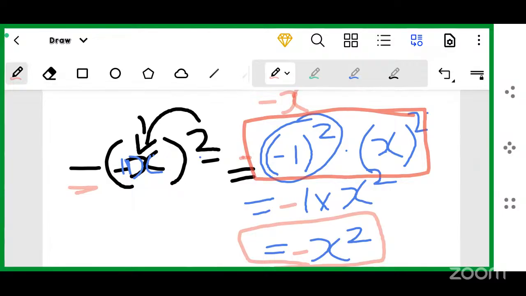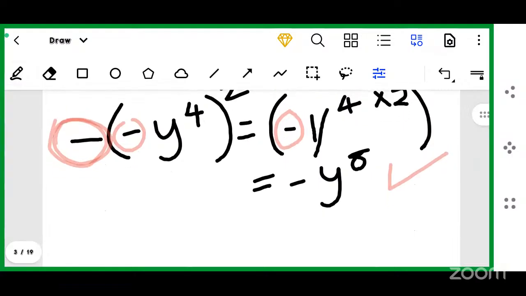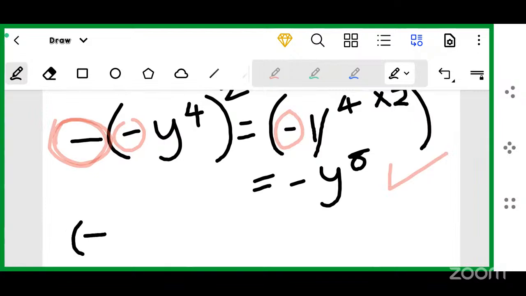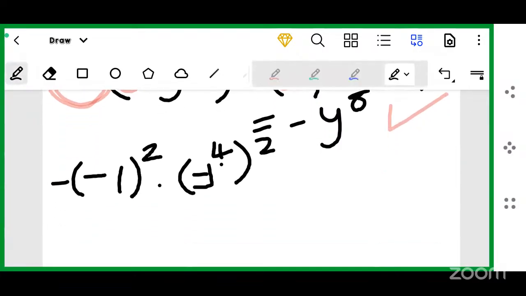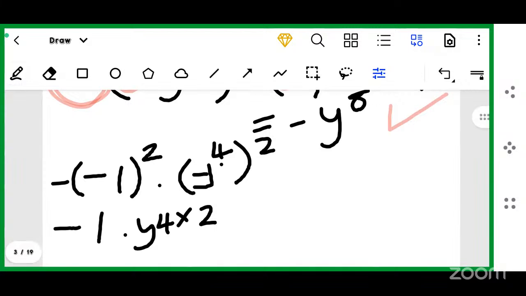Yes. Okay, so for the one that I gave you, if we were following the steps, we're going to say negative 1 to the power of 2, multiplied by y to the power of 4, close bracket, to the power of 2. And this negative remains, and this one is going to be positive 1, but then we already have a negative outside. Multiply by y to the power of 4, multiply by 2 to the power of 2.